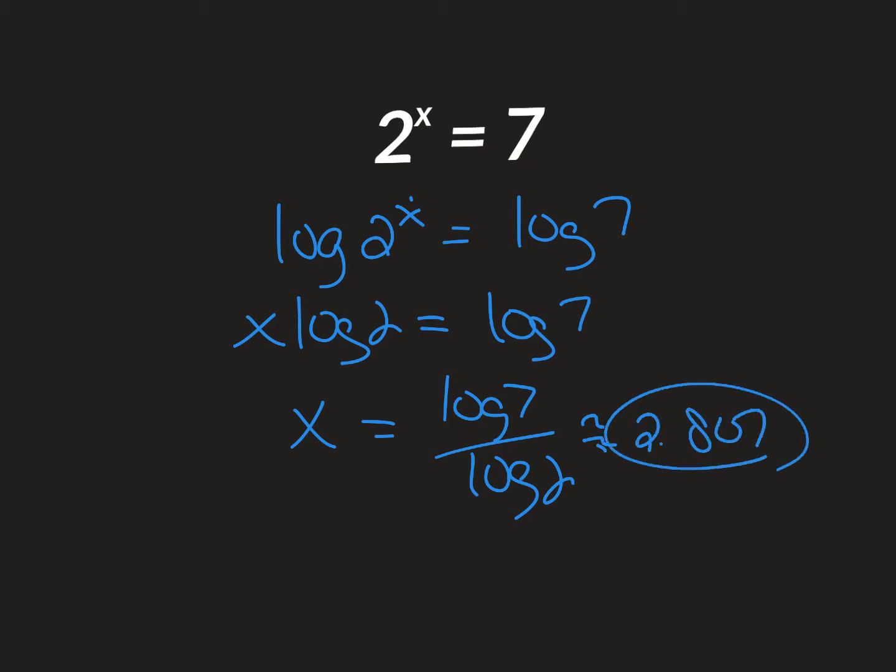And that's it. Now you can check that really quickly. You can actually put that right in there for x in your calculator, raise 2 to the 2.807 power. You're not going to get exactly 7 because we rounded that answer, but you're going to get really, really close.